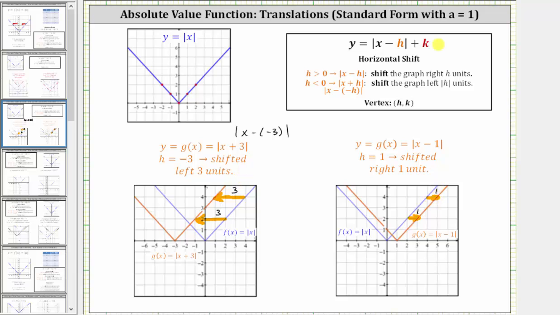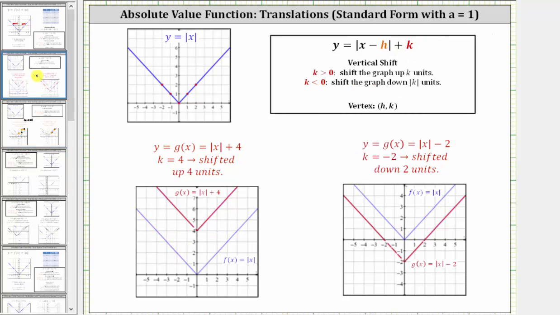And now let's look at 2 more examples involving the value of k. If we want to graph y equals the absolute value of x plus 4, k is positive 4, which means we shift the basic absolute value function up 4 units. So in blue we have the basic absolute value function. Because k is 4, we shift the graph up 4 units to graph the given function. And if we have y equals the absolute value of x minus 2, we shift the graph of the parent function or the basic absolute value function down 2 units to graph the given function.